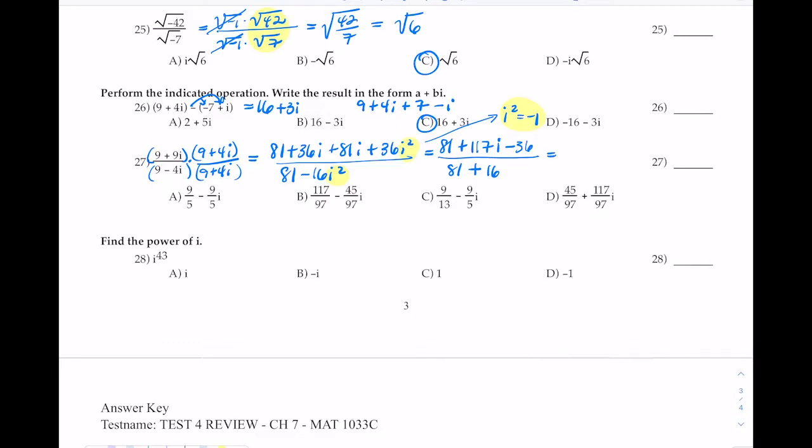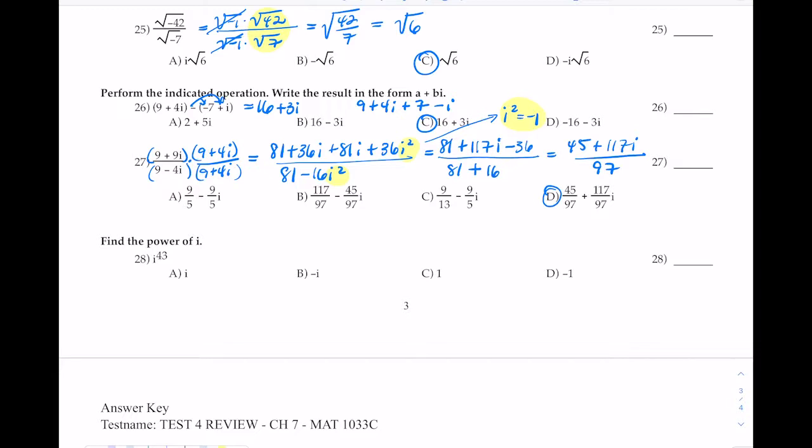So if I go and collect my like terms now in the top, 81 minus 36 gives me 45 plus 117i. And then in the denominator, 81 plus 16 gives me 97. And since we're adding and you have the same denominator, you can split it up. And written in a plus bi form would be 45 over 97 plus 117 over 97i. Okay, and always see if you can simplify. And you can't simplify those, so you're done.